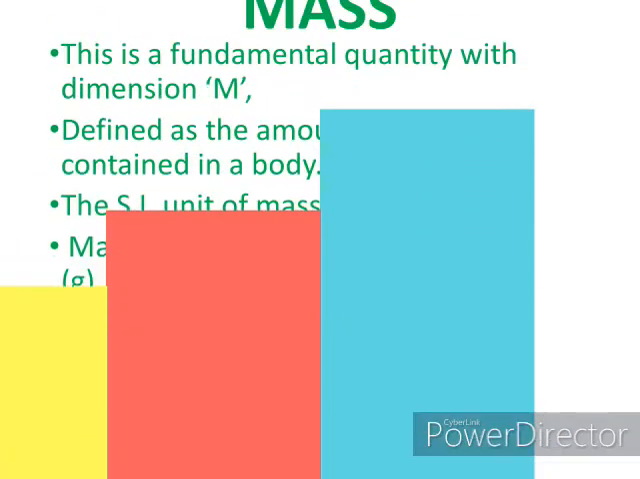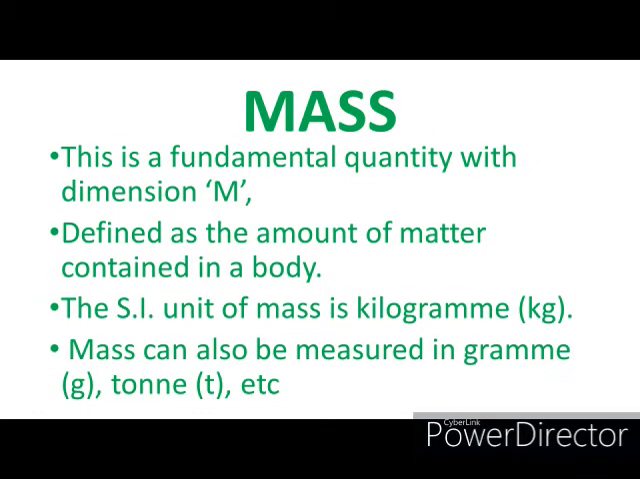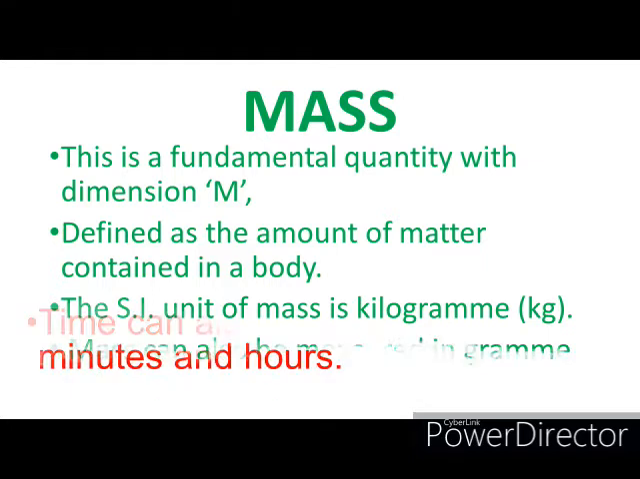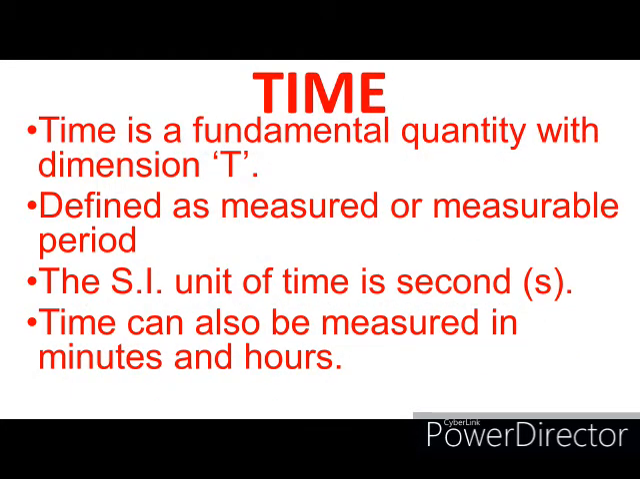Number two, we have the mass. Mass is measured in kilogram, and that is represented in kg. The dimension for mass is capital M. It's important for us to know that there are other units of measuring mass, like the tons and so many other units of mass. Number three, we have time.